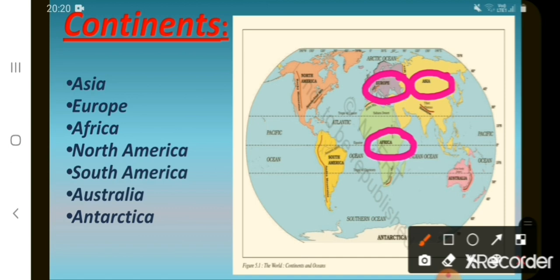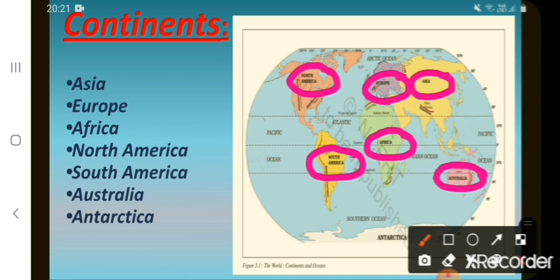Then let us locate North America. North America, it is the third largest continent of the world. Now let us locate South America. South America, it lies mostly in the Southern Hemisphere. Now let us locate Australia. We can see Australia, it is the smallest continent and it is also called an island continent. And now let us locate Antarctica. We can see that Antarctica completely lies in the Southern Hemisphere and it is a huge continent.